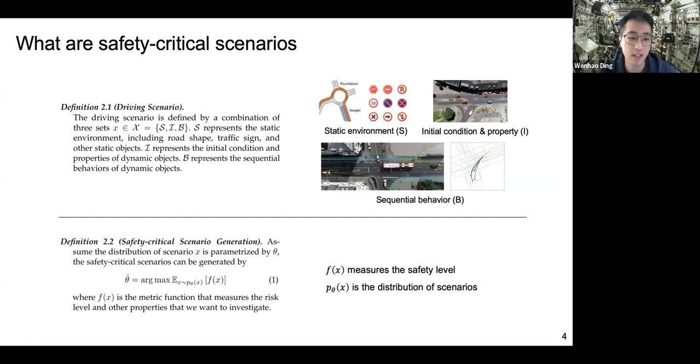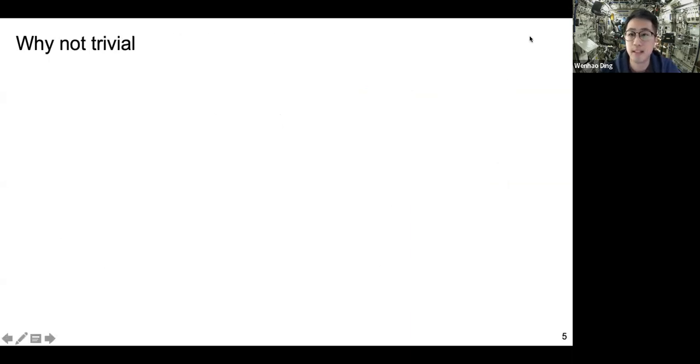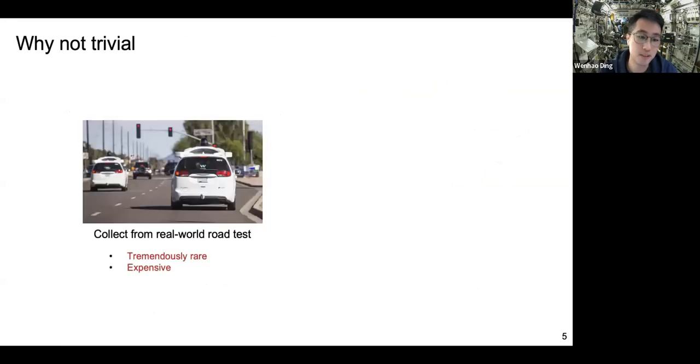But for different algorithms, actually, they have very different formulations of this problem. We will see in the next several slides. Okay, then let's go to the next question. Why is it not trivial? So why is this problem worth doing? We have some very intuitive thoughts, like we can directly collect from real world data. As I said, the safety critical scenarios are tremendously rare, and it's also expensive to intentionally create such crashes or collisions.